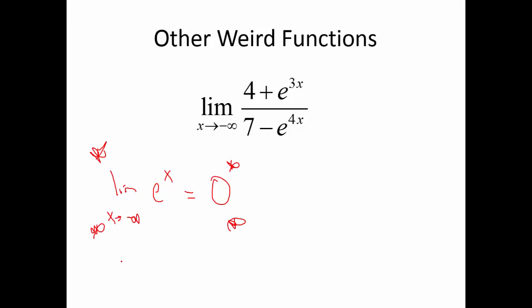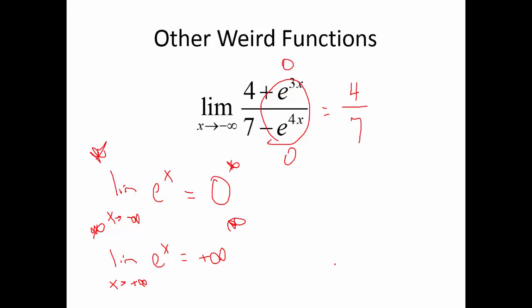Okay? For the heck of it, even though it's not important for this problem, the limit as x goes to positive infinity of any exponential would be positive infinity. Okay? So in this case, if I want the limit as x goes to negative infinity of 4 plus e to the 3x over 7 minus e to the 4x, well, when we're putting in really, really small values for these x's, both of these e's just really turn to 0. So in this case, the limit would just be the constants, 4/7. Kind of neat.